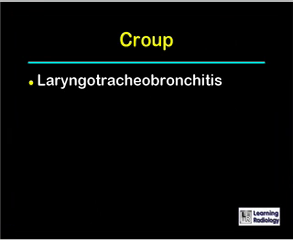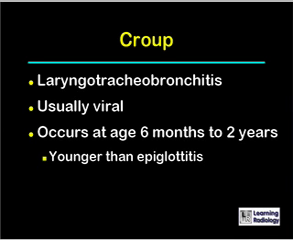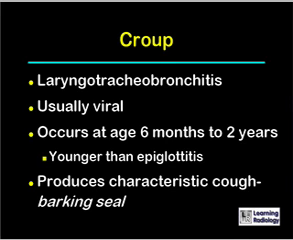Croup is laryngeotracheobronchitis. It's usually viral in origin. It occurs at a younger age than epiglottitis, usually around 6 months to 2 years, and it produces a characteristic cough, which has been likened to that of a barking seal.